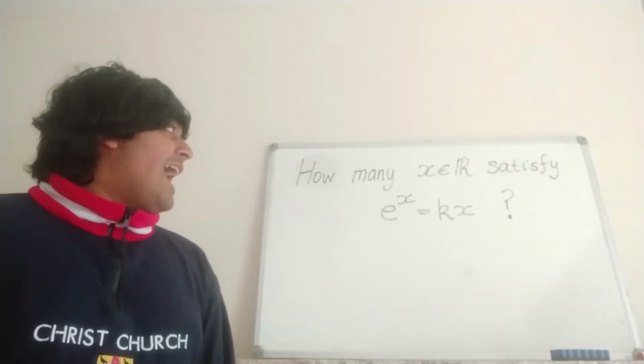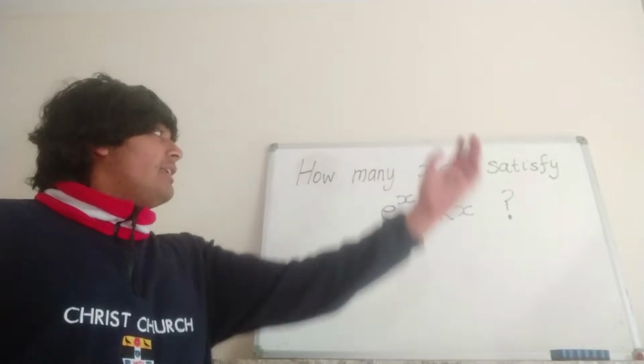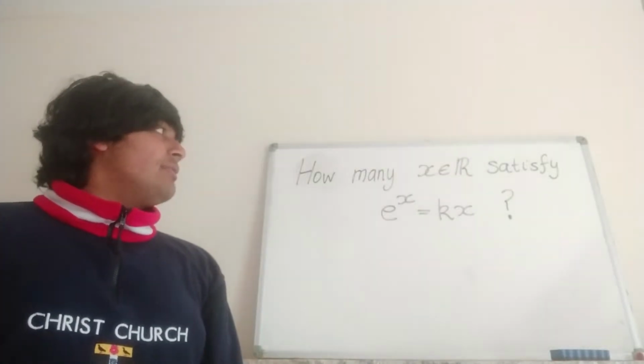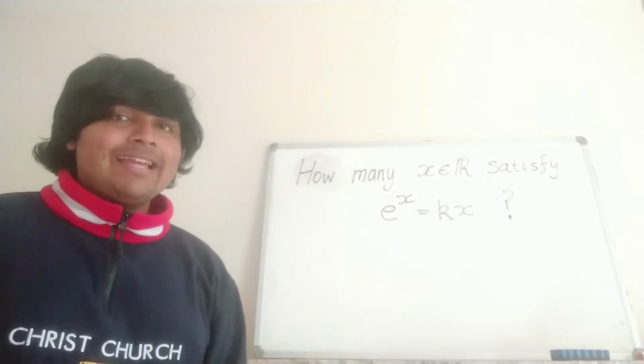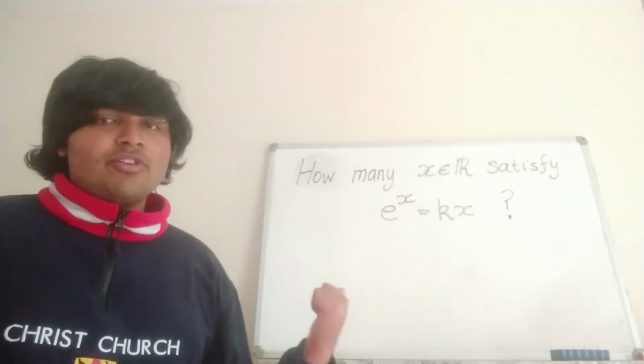But today we're going to be stating and solving this problem here. We want to know how many solutions there are. In other words, how many x are there in the reals that satisfy this equation: e to the x equals kx. Here k is just some real number.